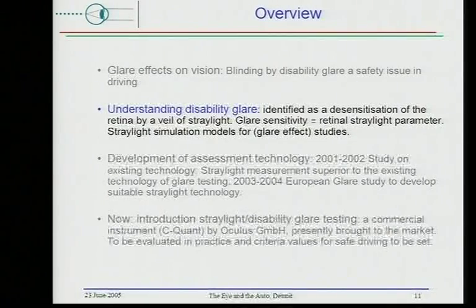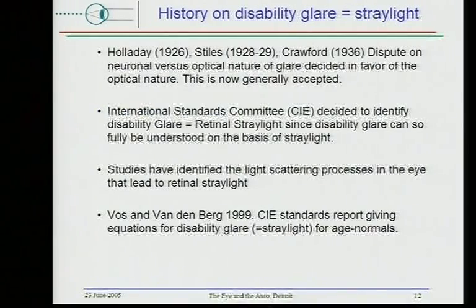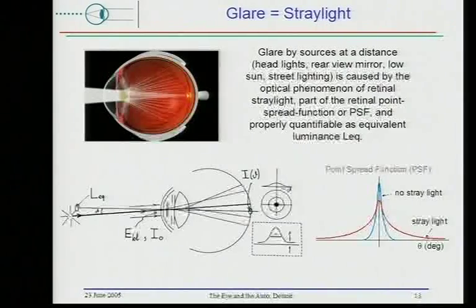Understanding disability glare. It is identified as a desensitization of the retina by stray light. And there is a history of studies on that, and I will not go into that to prove that that is really the case. Disability glare is the phenomenon of stray light. And here, a kind of overview of that effect.